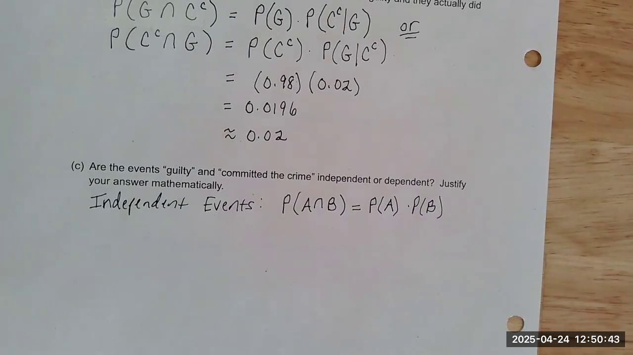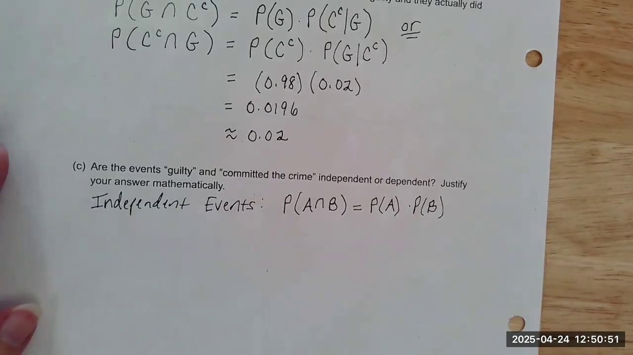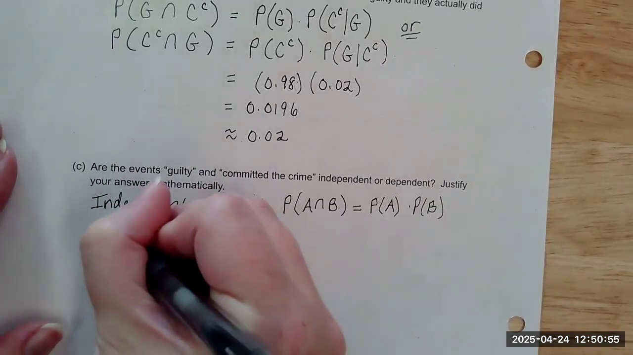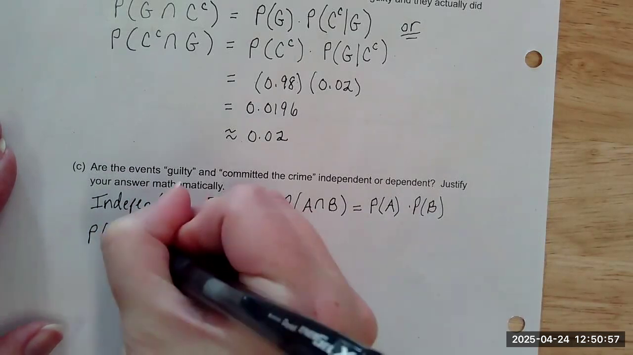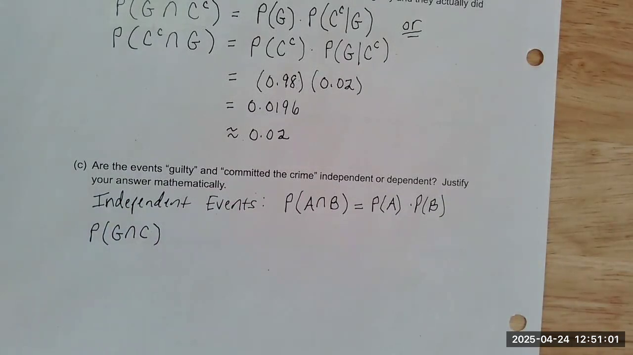So in this case, we would be using G and C instead of A and B. So we need the probability of G and C.